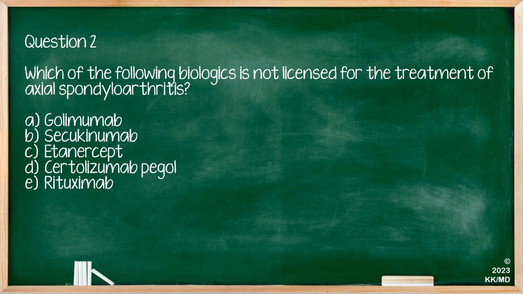Coming to question 2, which of the following drugs is not licensed for the treatment of axial spondyloarthritis? So the correct answer here is rituximab. Golimumab is a TNF blocker, secukinumab is the IL-17A inhibitor, and etanercept and certolizumab are also anti-TNF drugs. Rituximab is a CD20 inhibitor and is not licensed for the use of axial spondyloarthritis.